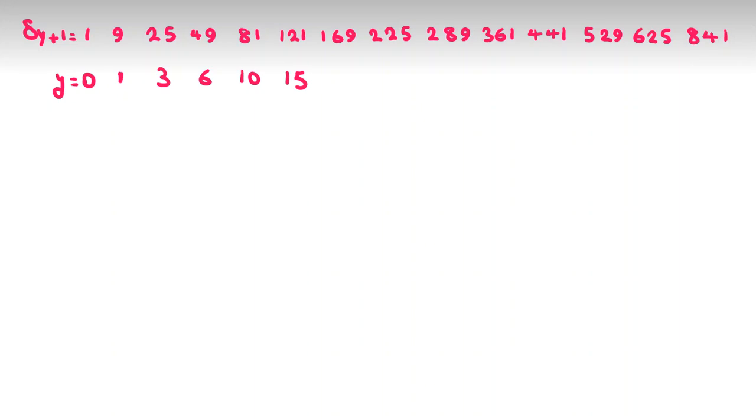168 divided by 8 is 21. The next one, 224 divided by 8: 2 times 8 is 16, so we have 28. Next one, 289 minus 1, 288 divided by 8: 3 times 8 is 24, 6 times 8 is 48, so 36. The next one, 360 divided by 8.